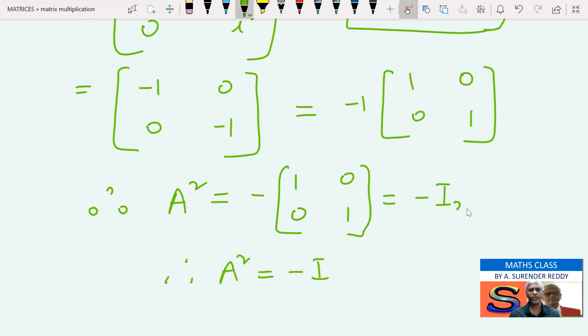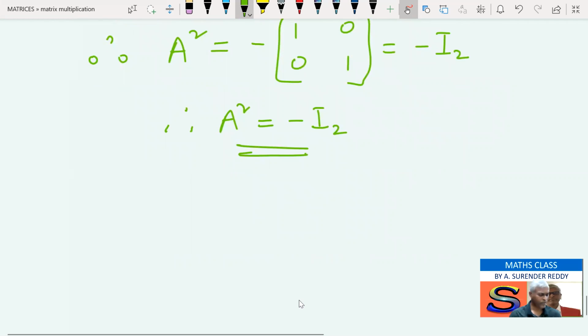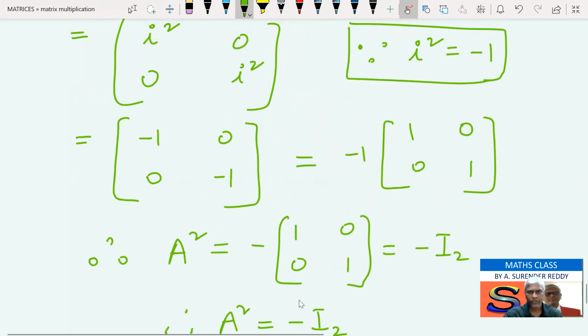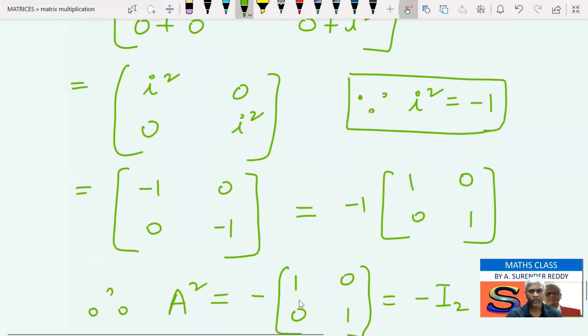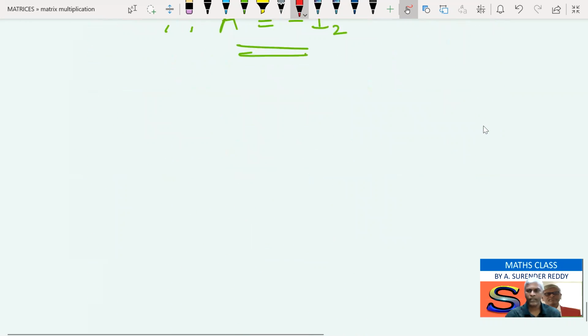So I is the second order identity matrix. So very simple problem. A square is A into A, and multiplying, and one thing, I square value is minus 1. You remember this one. I square is minus 1. That is the complex number.